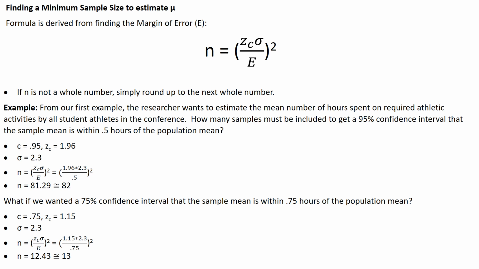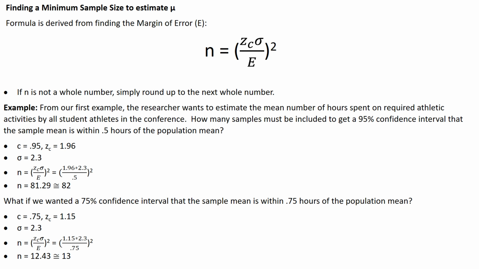In our original example with the 40 athletes, the number of hours spent on athletic activities a week, if we wanted to get a 95% confidence interval with plus or minus 0.5 hours of the population, how many do we need? Well, the confidence interval we say is 0.95 or 95%. That ends up being 1.96 for a z-score, which we found several times. They give us a deviation of 2.3. So plug in this formula: 1.96 times 2.3 divided by 0.5, all of that squared is 81.29, or 82. So I need 82 samples.